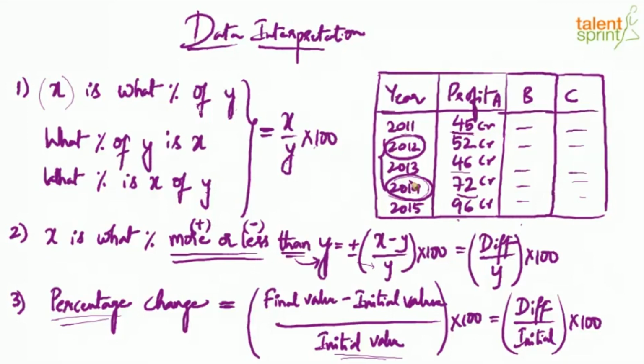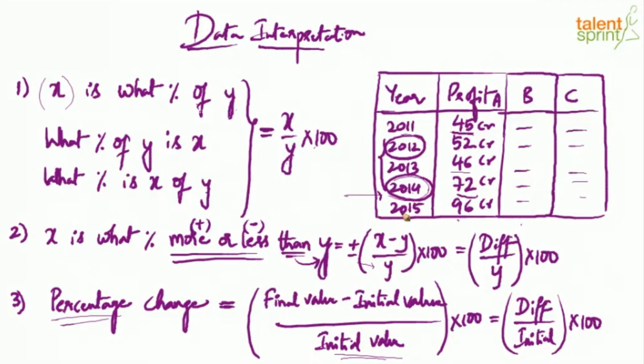But sometimes he may simply say, find the percentage change in the profit in the year 2014. Now only 1 year is given to you. In that case, what do you do? Remember, if only 1 year is specified, you just take it for granted that the percentage change is being calculated with respect to the previous value or with respect to the previous year.